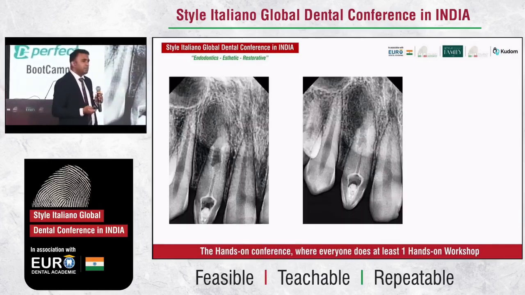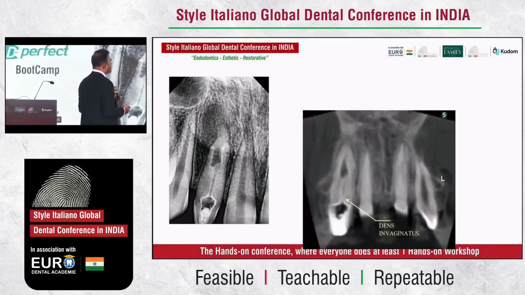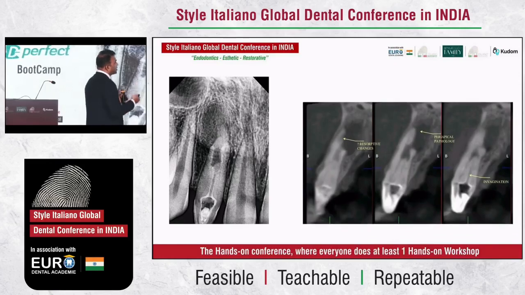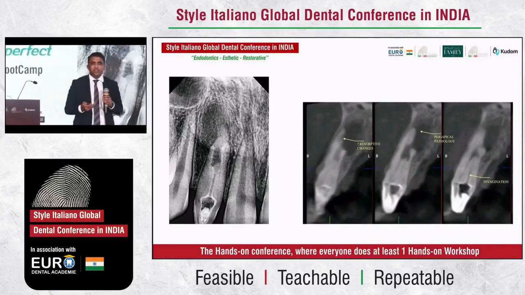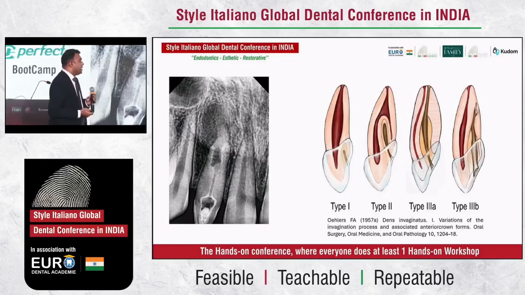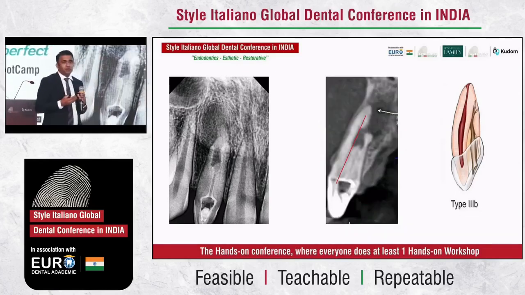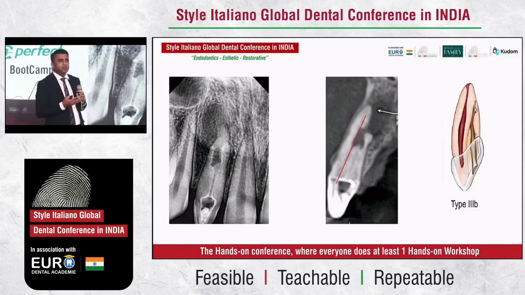This next case is a little more tough case. It is a type 3B dense invaginatus case, as you can see from the CBCT. You can see resorptive changes, you can see the large defect and the large periapical lesion. And the pain point in this case was trying to locate the canal, because every time I put a file inside, it was slipping to the defect.